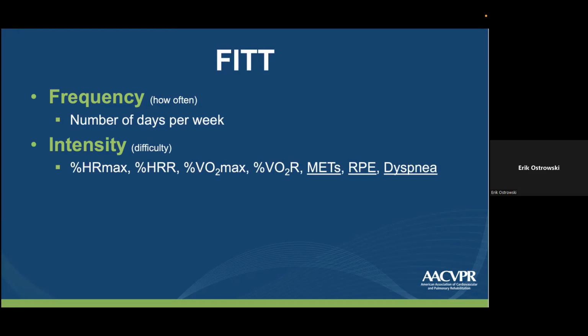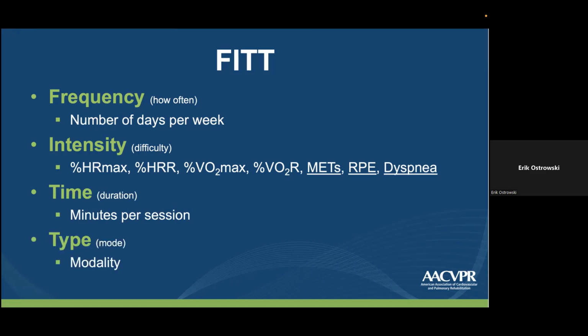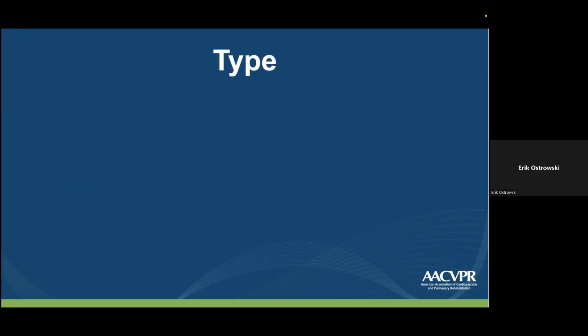We'll touch briefly on what these are, but the most useful functions of intensity that you'll use in your program and probably are already using have to do with METs, RPE, and dyspnea. The time really refers to the duration of each exercise session. That's typically reported as minutes per session of exercise. And the type refers to the modality of exercise, the mode of exercise that they're performing.